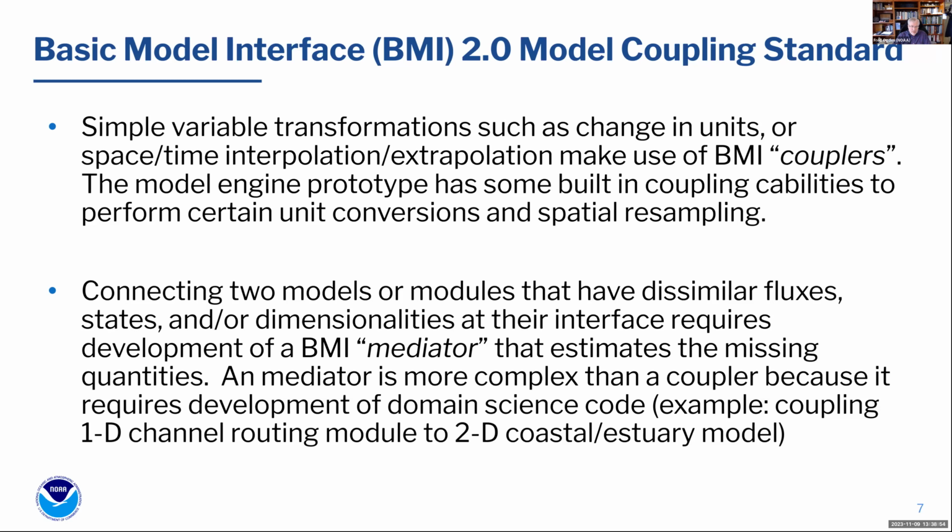A more difficult problem is connecting two models or modules that have dissimilar fluxes, states, or dimensionalities at their interface. That requires developing a BMI mediator that estimates the missing quantities. A mediator is more complex than a coupler because it requires development of domain science code. An example would be coupling a 1D channel routing module to a 2D coastal estuary or water body model.